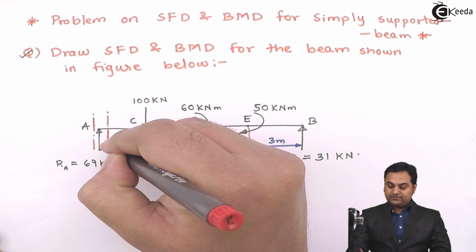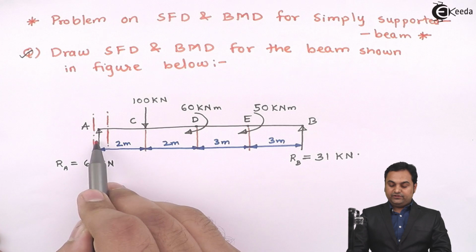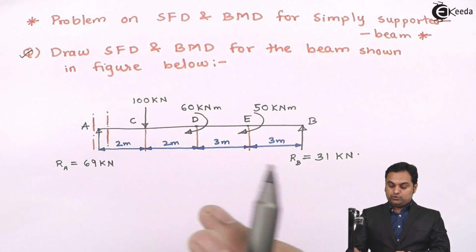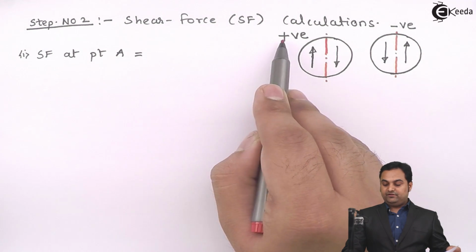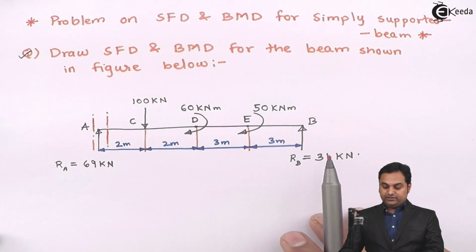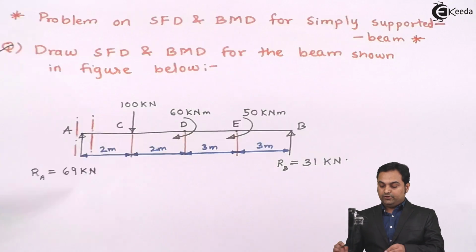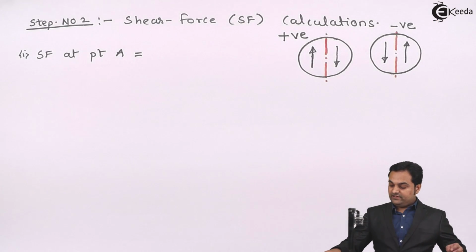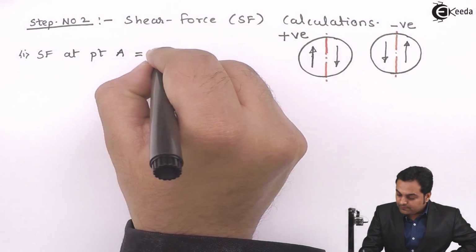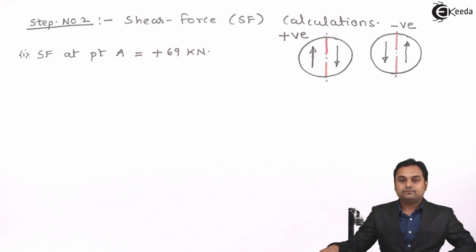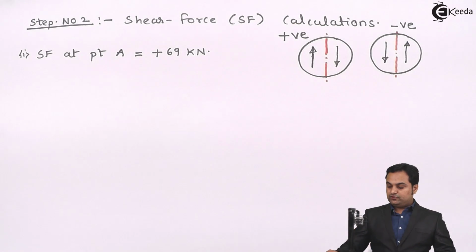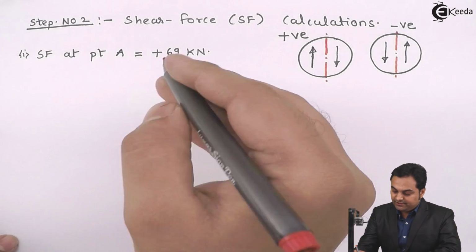now when I am taking the section, then to the left of this section there is an upward force. So as per the convention, upward force to the left of the section will be treated positive. So here the shear force is plus 69 kilonewton. So SF at point A is equal to plus 69 kilonewton. So now we have got the value of shear force at point A.